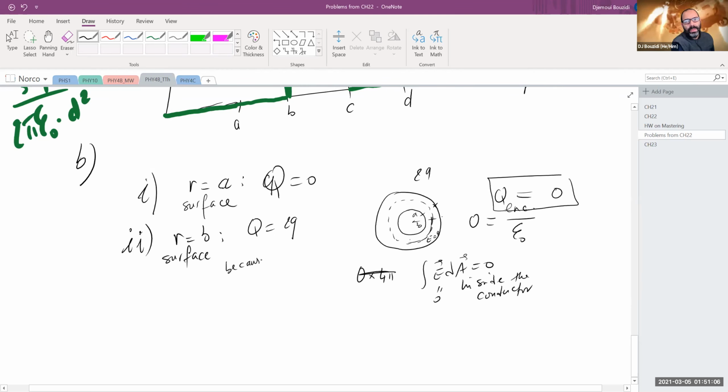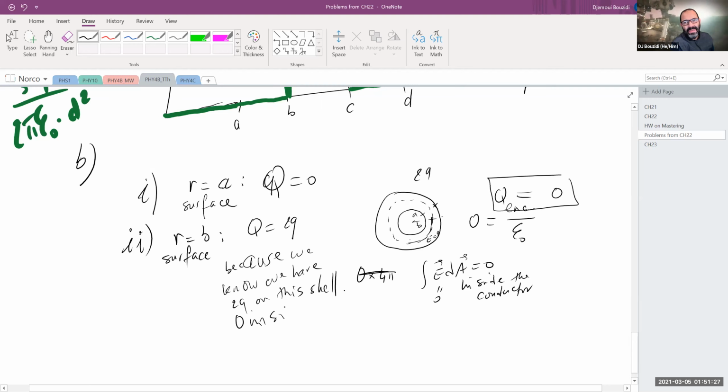We know we have 2Q on this shell, 0 inside, plus 0 on the inner surface. So we're left with 2Q on the outer surface.